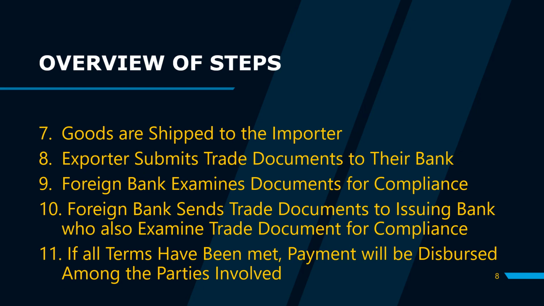Goods are shipped to the importer. Exporter submits trade documents to their bank. Foreign bank examines documents for compliance. Foreign bank sends trade documents to issuing bank, who also examines trade documents for compliance. If all terms have been met, payment will be dispersed among the parties involved.